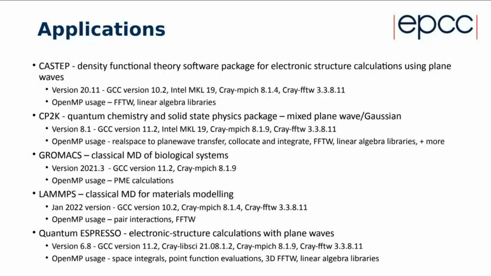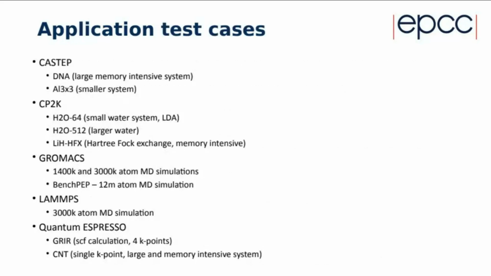And then for each of these applications, I looked at different test cases. So for CASTEP, there's a DNA system, which is meant to be a large sort of memory and compute intensive system. And then Al3x3, which is a smaller system. CP2K, focused on H2O64, which is a very small water system, which uses the local density approximation. And then H2O512, which is just a larger water system with the same setup, but 512 molecules.